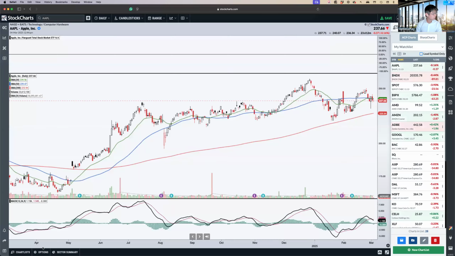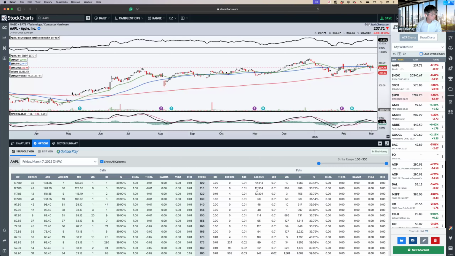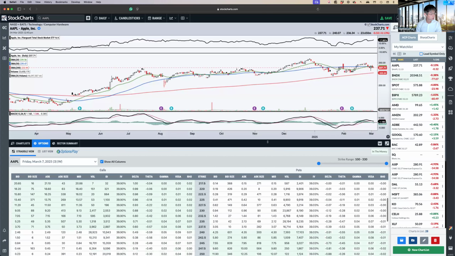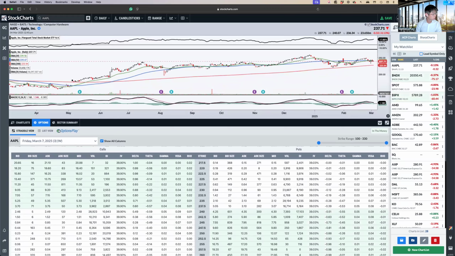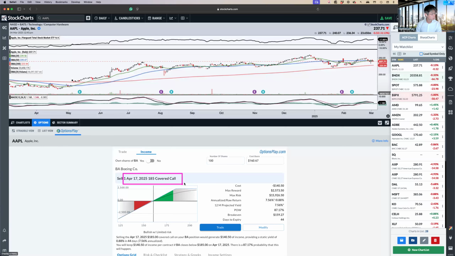So in ACP, the options tool is basically at the very bottom of your ACP screen. When you click on that, you get the same straddle view, which is your options chains, and then you can click on the Options Play tab, which will give you the same April 7th 185 call. Right now, you're going to generate about $140 worth of income on a stock.